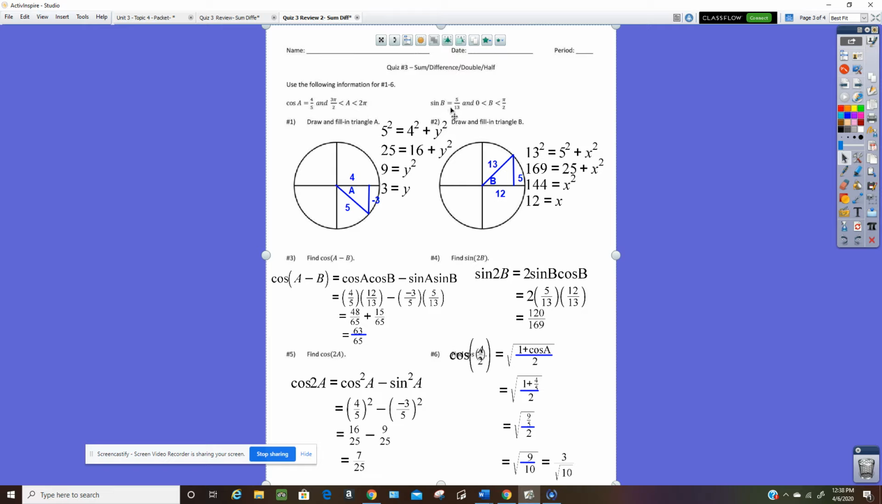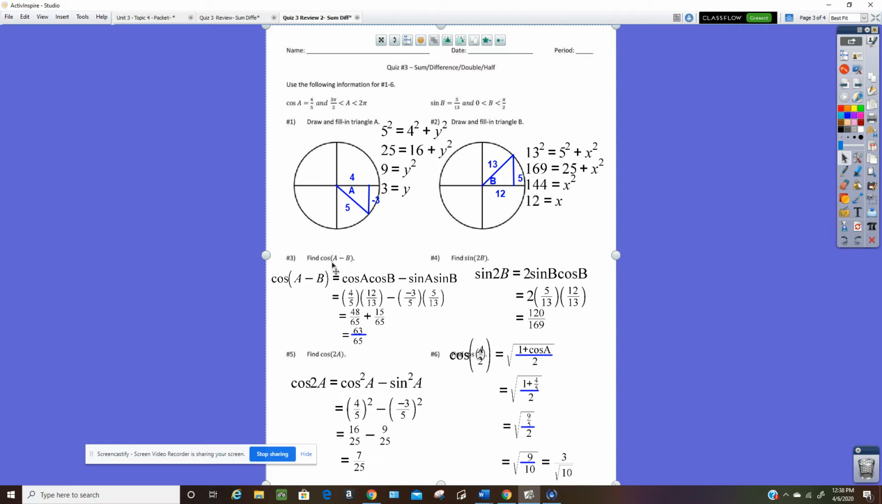All right, and then the second reference triangle, sine of B is 5/13, and you're in the first quadrant. So here's angle B, the opposite is 5, the hypotenuse is 13. You have to calculate what this is by Pythagoras. When you use Pythagoras, you find out this is 12.